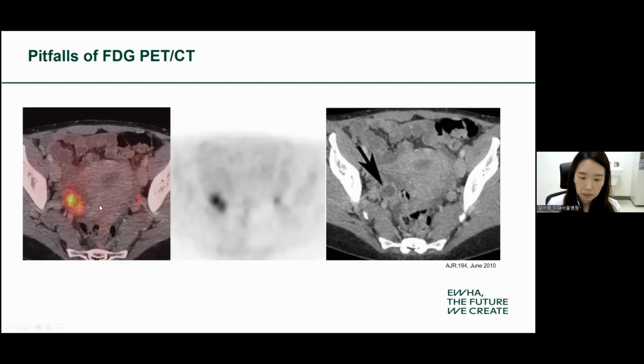This case is a 43-year-old patient with ovarian cancer history. So there are new lesions in the right ovary. It is a little bit confusing as a differential diagnosis of ovarian cancer recurrence. However, the contrast enhanced CT shows the corpus luteal cyst in this region here. So it could be concluded as physiologic uptake of the right ovary.